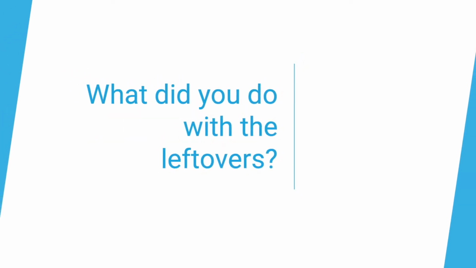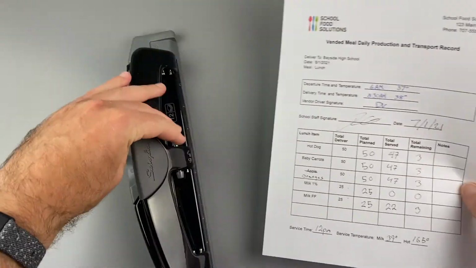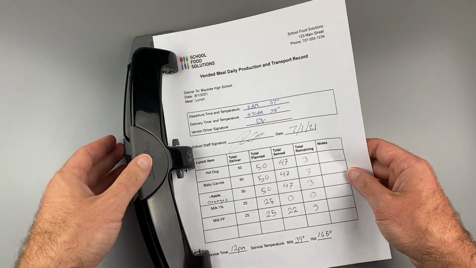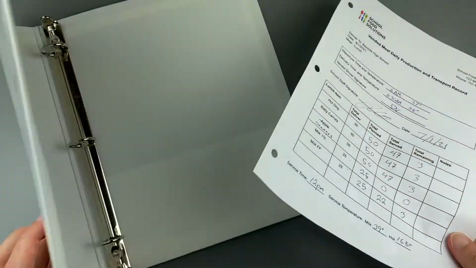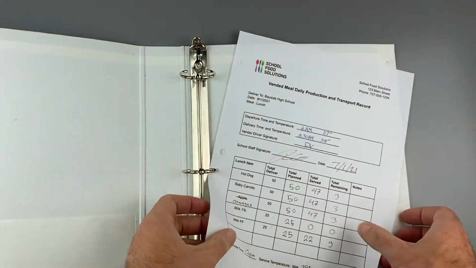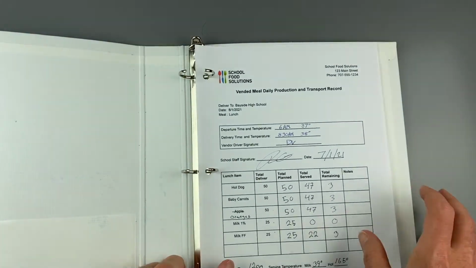Your kitchen should have a 3-hole punch and binder to keep these records organized. This doesn't need to be a fancy system. Just place them in the binder in the order of most recent on the top in case you need to go back and find a day. Remember, you must keep these records for 3 years, so have a secure place to store them.